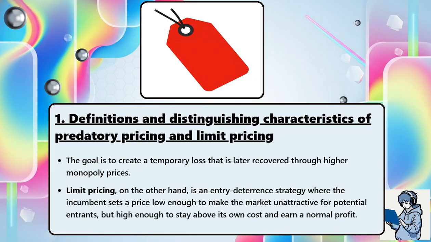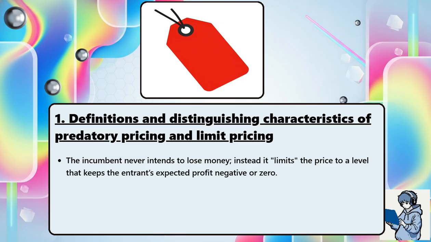The goal is to create a temporary loss that is later recovered through higher monopoly prices. Limit pricing, on the other hand, is an entry deterrence strategy where the incumbent sets a price low enough to make the market unattractive for potential entrants, but high enough to stay above its own cost and earn a normal profit. The incumbent never intends to lose money. Instead, it limits the price to a level that keeps the entrant's expected profit negative or zero.